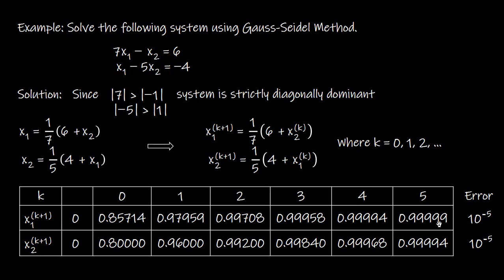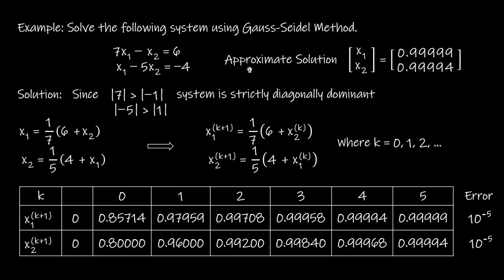We can also see this by finding the error between the exact solution 1 and 1 and the approximate solution 0.99999, 0.99994. We can see that the error is 10 power minus 5, which I consider is very small. So I take this sixth approximate solution as the required approximate solution obtained using the Gauss-Seidel method.